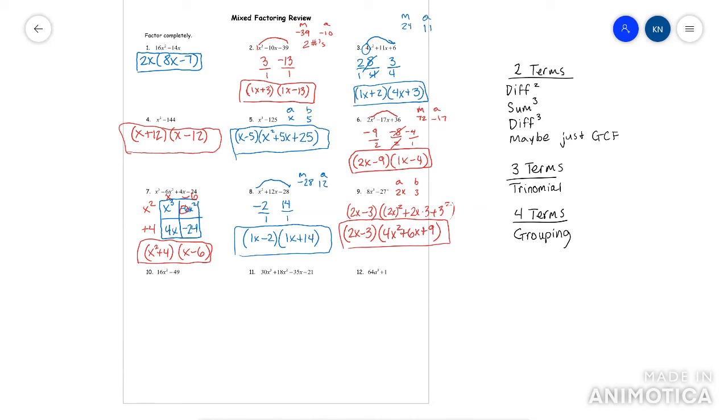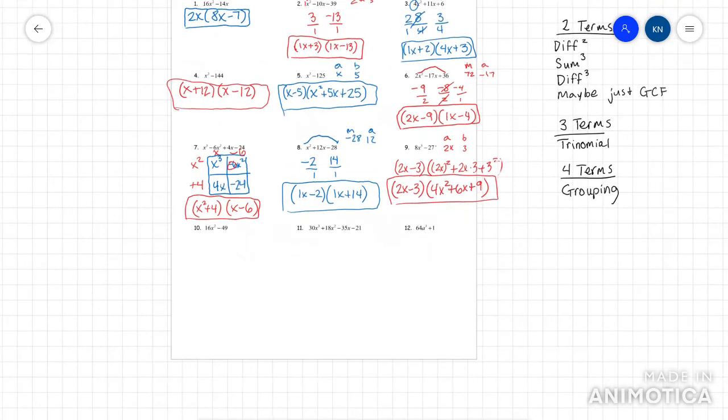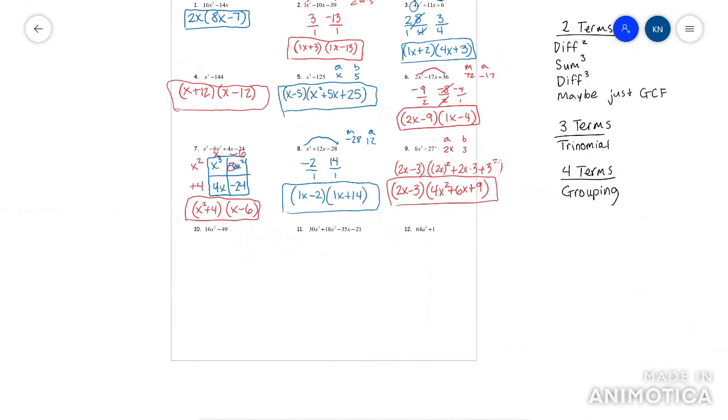Okay, 3 more. This next one, 2 terms. So then I look at the exponent, and it's a square. So this is probably a difference of squares as long as those are perfect square numbers, which they are. 16 is 4 times 4. 49 is 7 times 7. So this is a difference of squares.